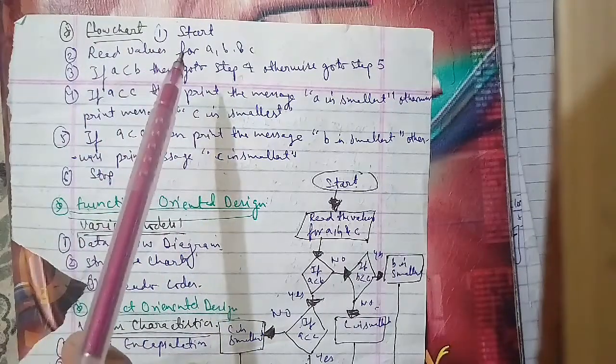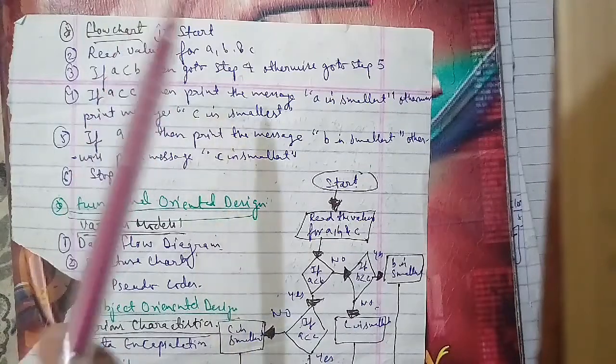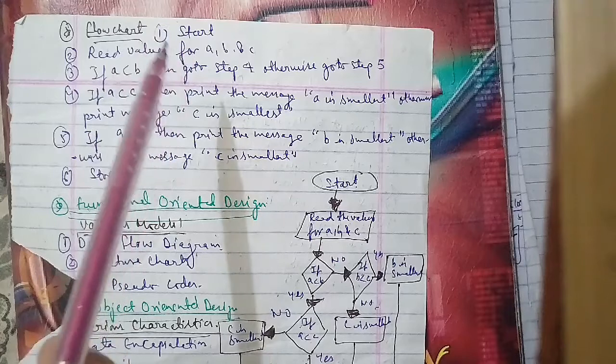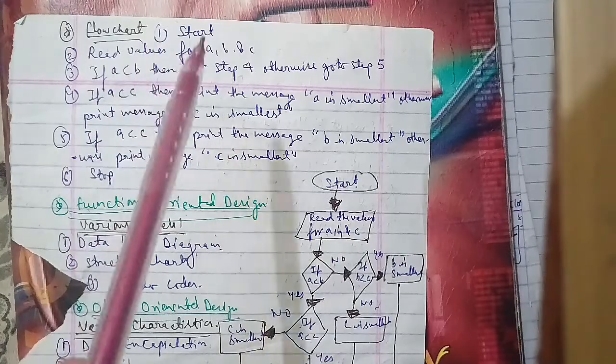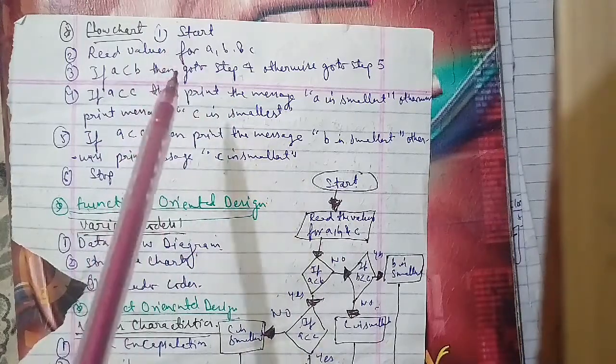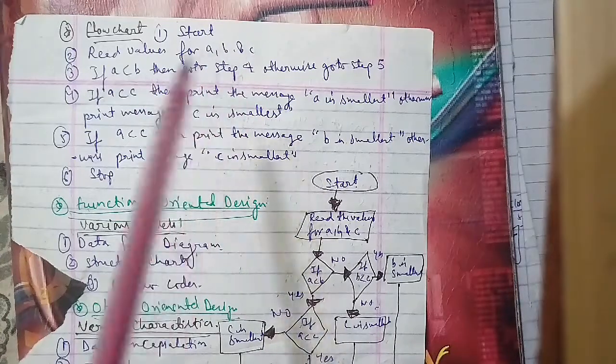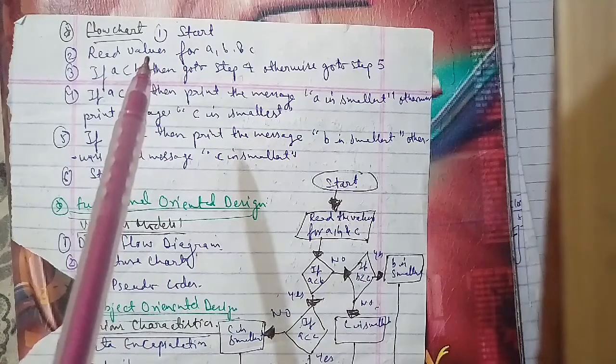For the other case, we'll talk about it. For example, here, suppose we want to check the smallest number among the variables. Then the algorithm that can be written is as follows. The first step, we have to start. Then after that, read the values for a, b, and c as well.